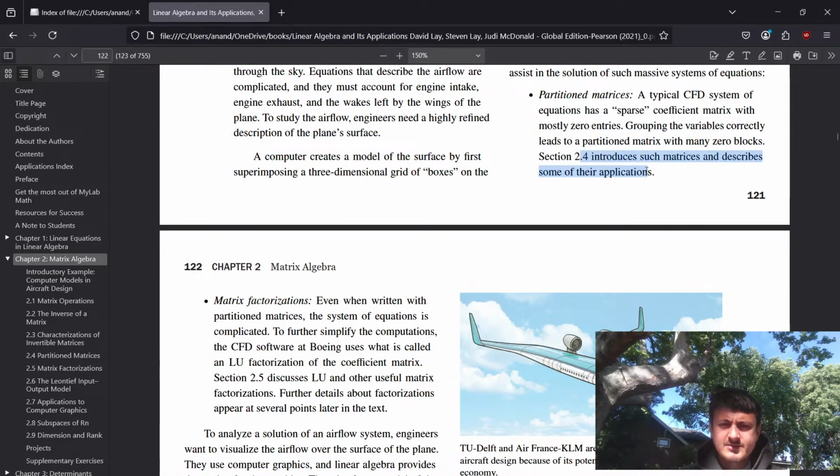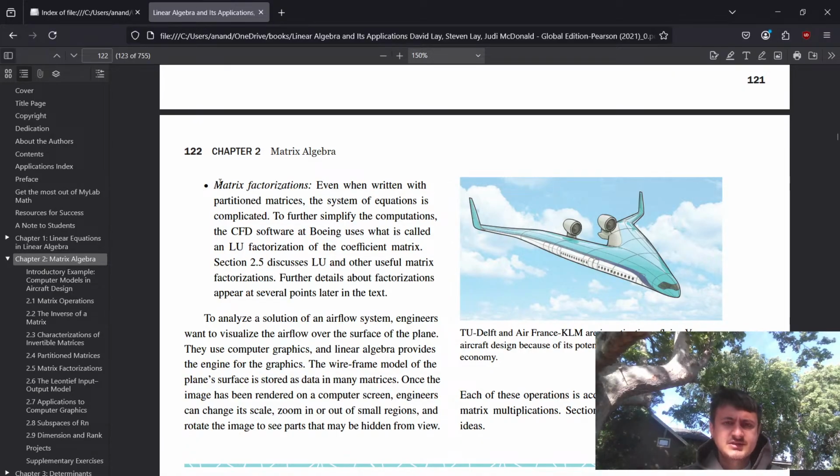Section 2.4 introduces such matrices and describes some of their applications. Matrix factorizations. I kind of know about matrix factorization, but not really.